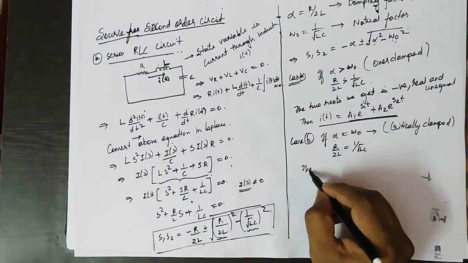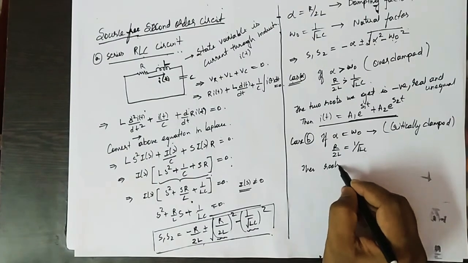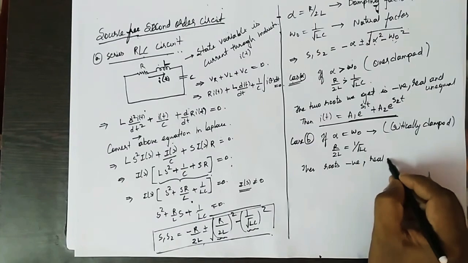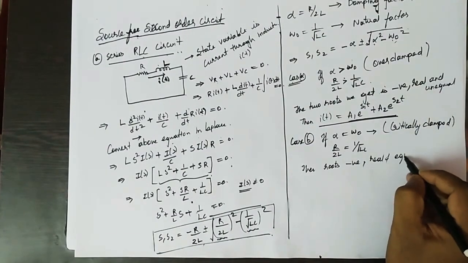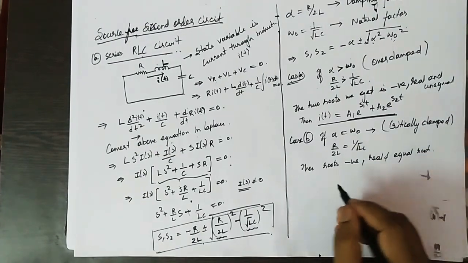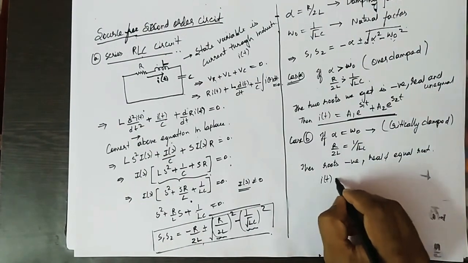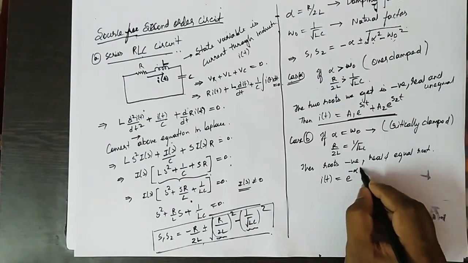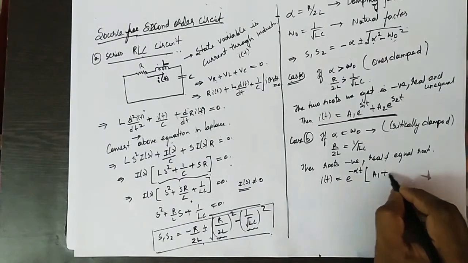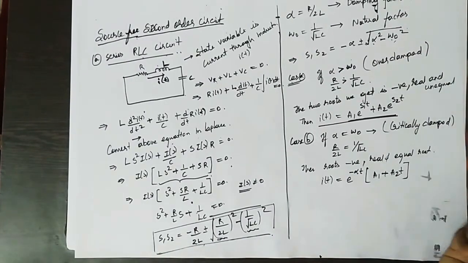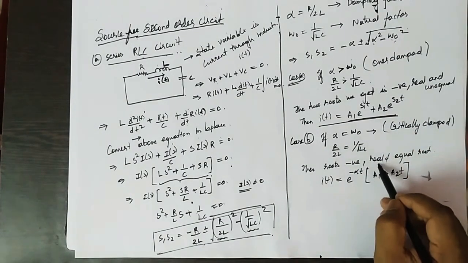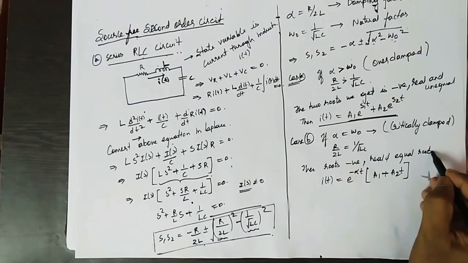Then we will get roots negative, real and equal roots. So then the response i of t is in the form of e power minus alpha t into a1 plus a2 t. Okay, this is the response we will get when the roots are negative, real and equal.